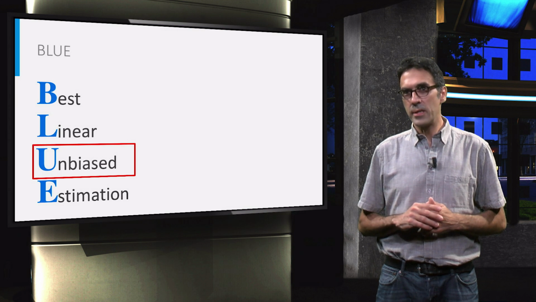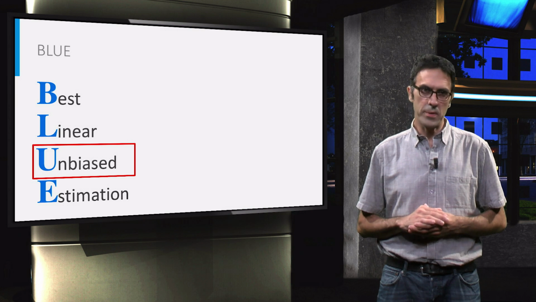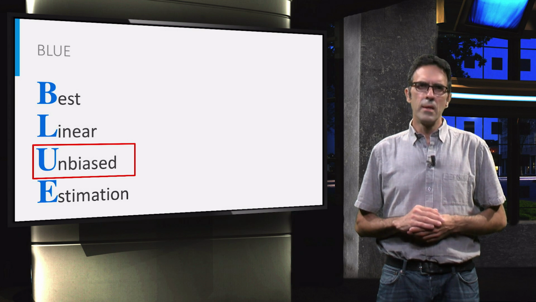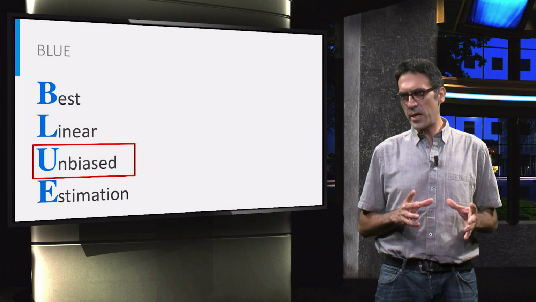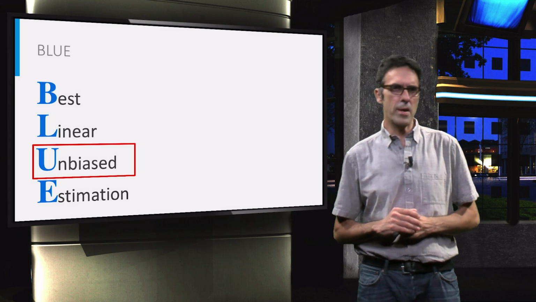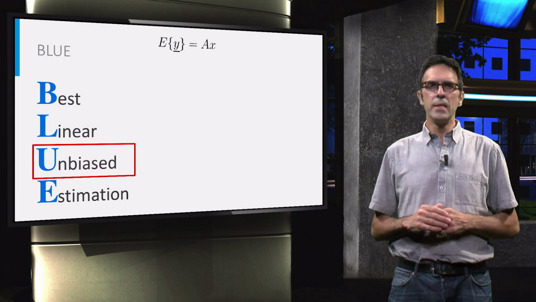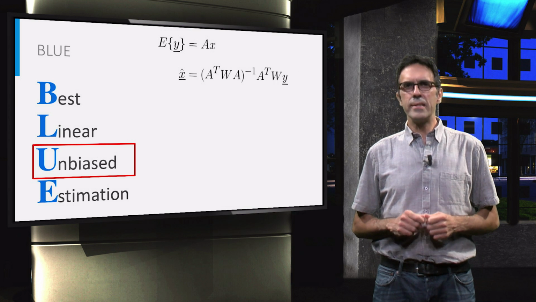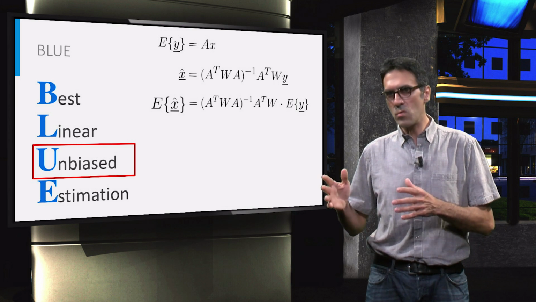The third element in the acronym BLUE represents unbiasedness as a property, which we also have seen before. Recall that when an estimator is unbiased, this means that we expect the value of the estimator to be equal to the true but unknown value of that parameter. Given our linear model of observation equations and the weighted least squares estimator x hat, it follows that indeed the expectation of x hat is equal to the true but unknown value of x.